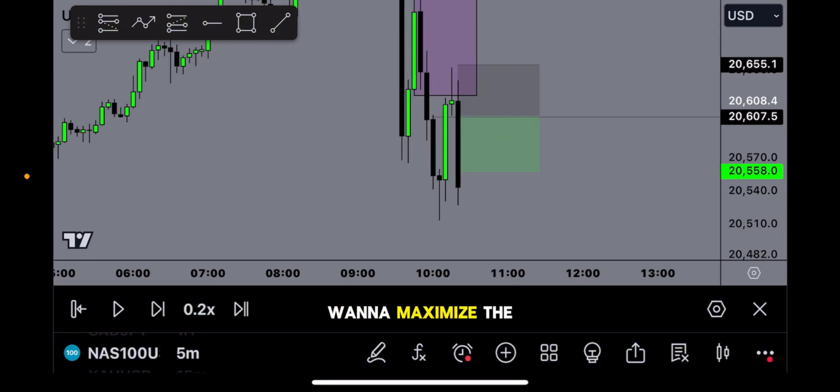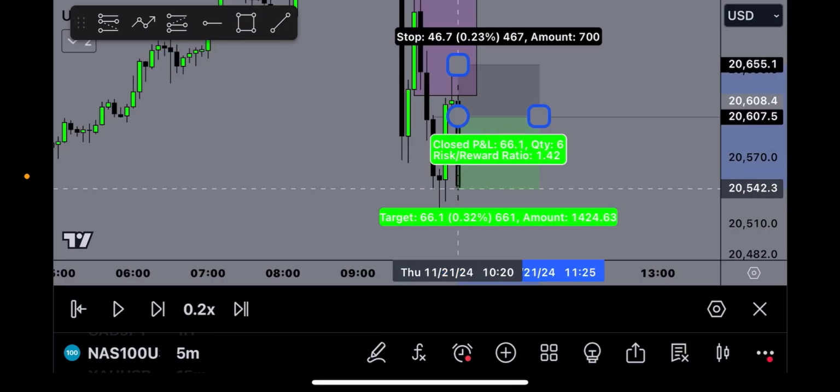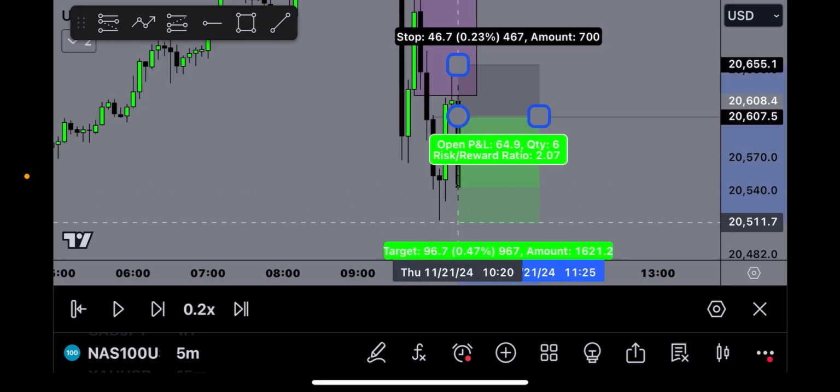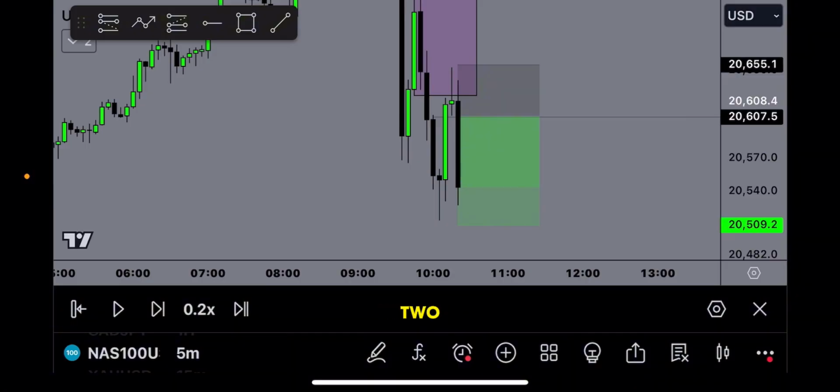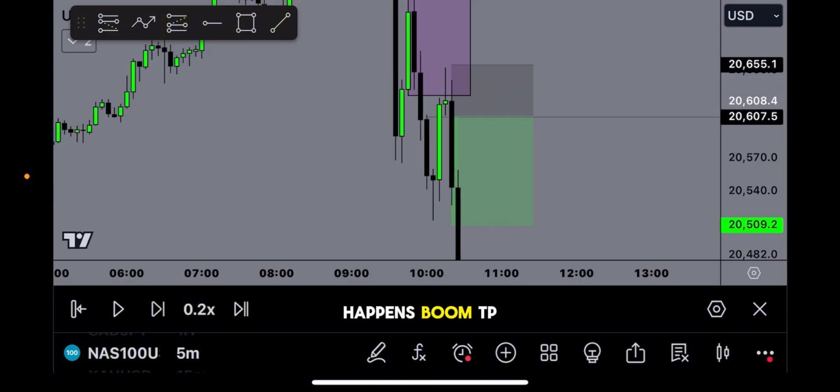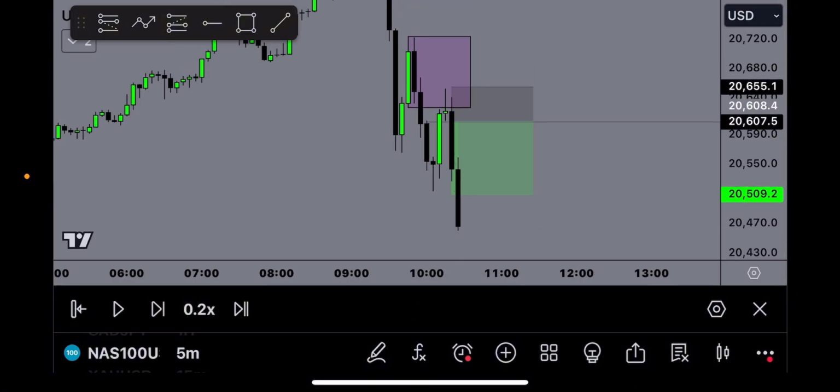But if you want to maximize the most out of your trade and make the most out of that winning trade, then you will close out the majority of the profits and leave a little bit of the profits running to see if price continues going higher into profit and hits your take profit 2. This is TP2. Let's see what happens. Boom. TP2 would have hit.